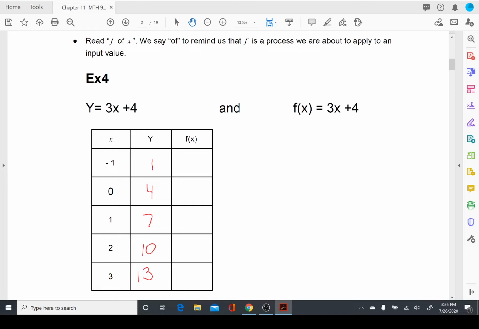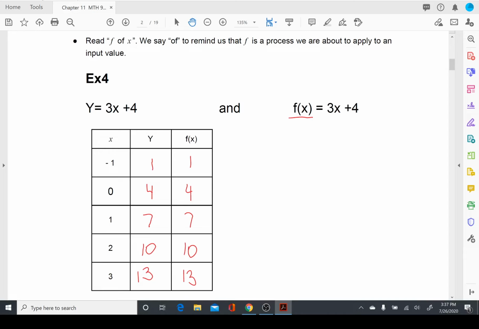Now f of x is the same thing, except instead of having a y in that position, we have an f of x in that position. But the outputs will be exactly the same. So it is exactly what you're used to. The only thing that's changed here is just its name.